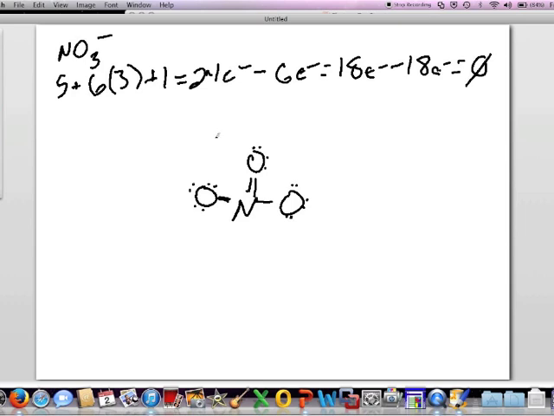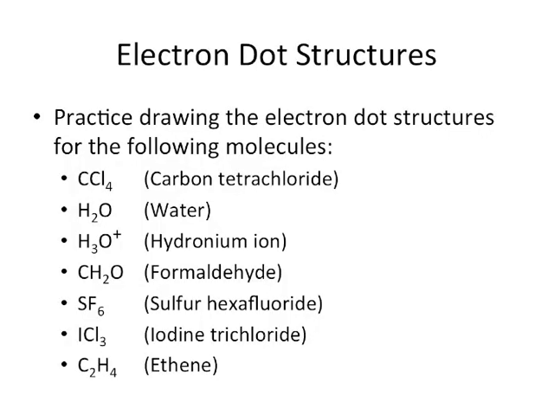Now, one last thing, if you have an anion or cation that you are drawing the structure for, it's generally a good idea to put brackets around the final structure and then put the charge on the outside. So here are some molecules that you can practice drawing the dot structures for. So try to draw the electron dot structure for each of these molecules, and once you've attempted it, then check your dot structures against the key that I have.